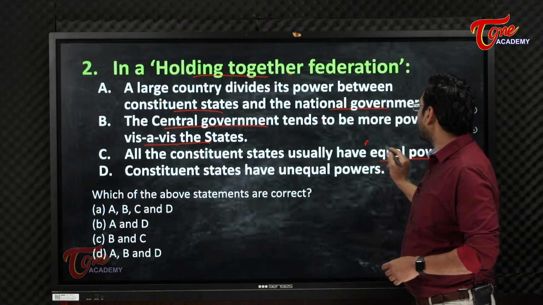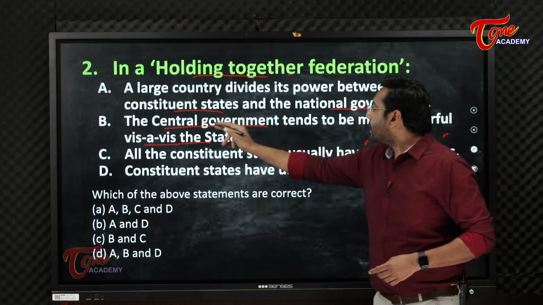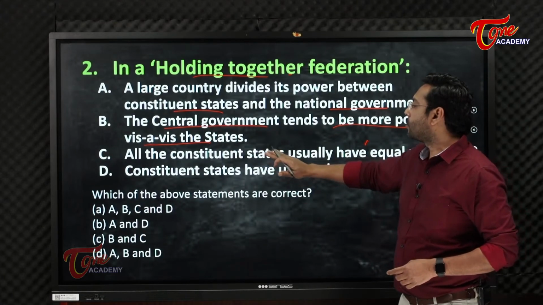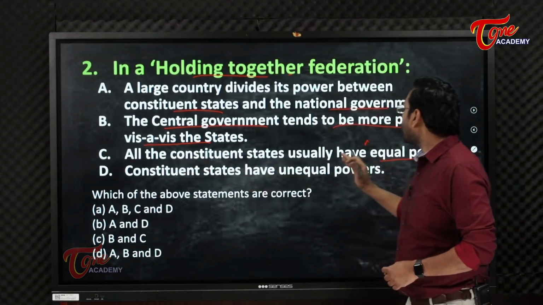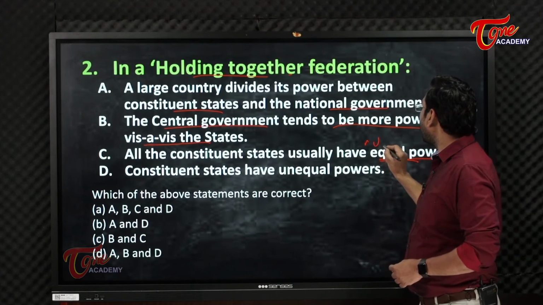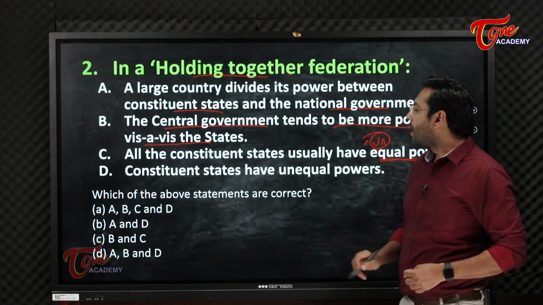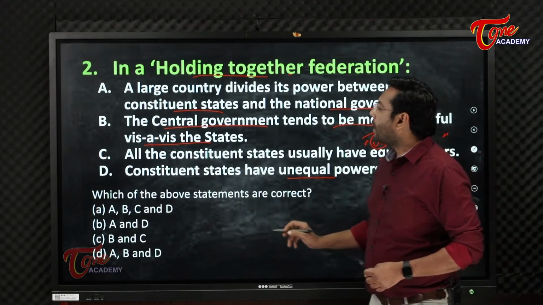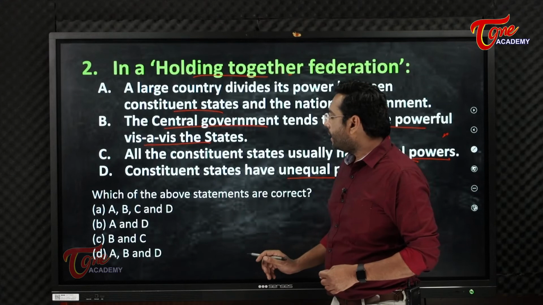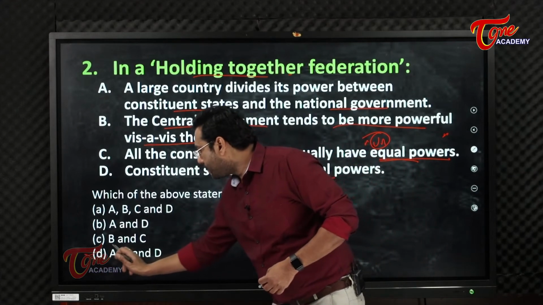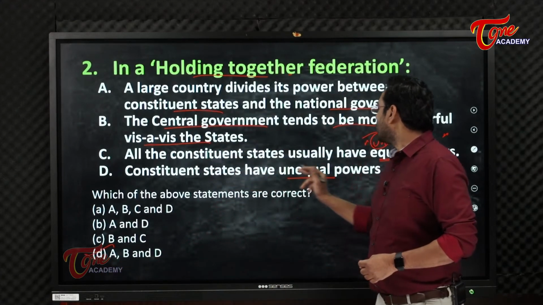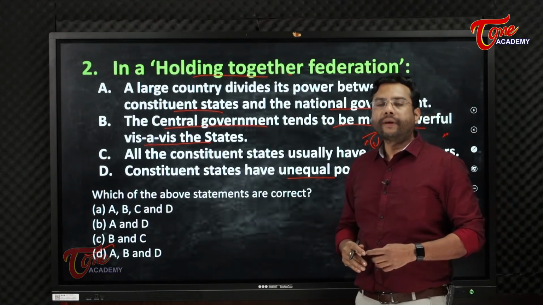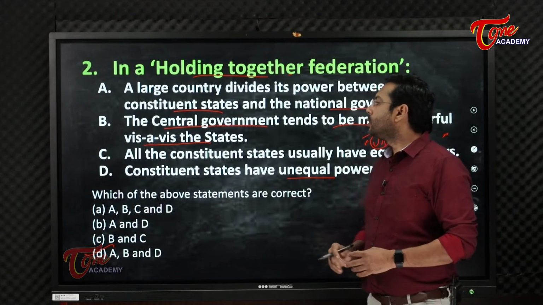This is a wrong statement, because when we say the central government tends to be more powerful, then obviously this statement is wrong. The states do not have equal powers, they have unequal powers. Constituent states have unequal powers. This is a true statement. So the answer would be A, B and D. This is the answer. Constituent states usually do not have equal powers because holding together federalism gives more power to the union government.